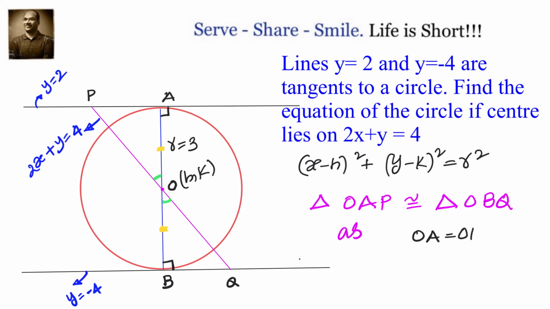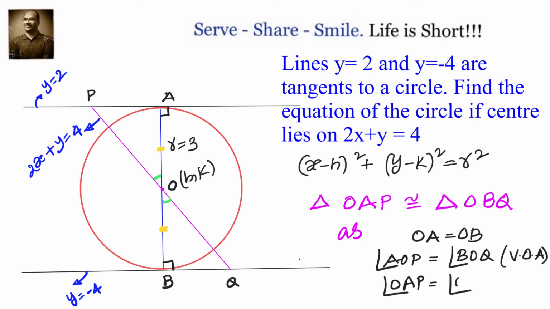As we know OA equals OB, we also know that angle AOP equals angle BOQ, because they are vertically opposite angles. And we also know that angle OAP equals angle OBQ equals 90 degrees. So these two triangles are congruent to each other by ASA congruency. Once we know they are congruent, by corresponding parts of congruent triangles, or CPCT, we can write down that OP equals OQ.